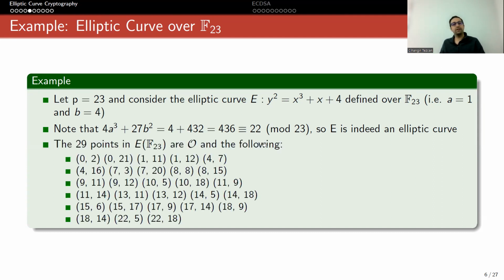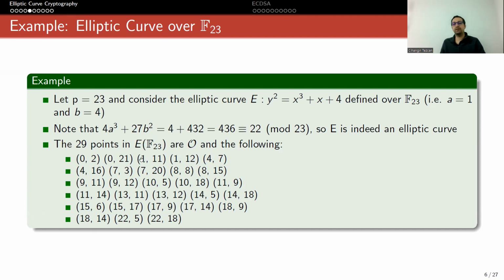So the next question is, what are the points on this elliptic curve over F23? You can calculate them one by one. For instance, x and y can take values between 0 and 22, right? Let x equal 0. You end up with y squared equals 4. So think about the solutions of this equation. 2 apparently is a solution, but also 21 squared turns out to be 4 modulo 23. So you end up with 2 points where the x coordinate is 0 and the y coordinate is 2 and 21.